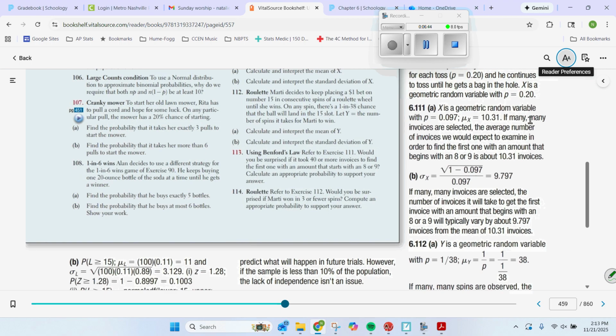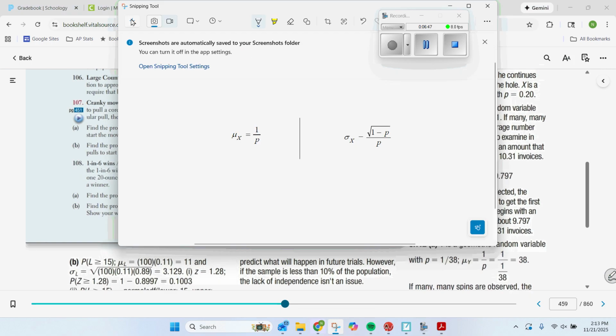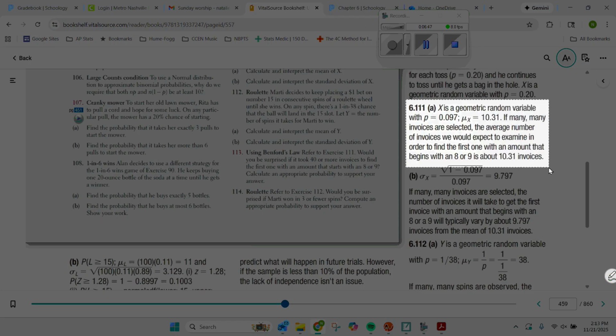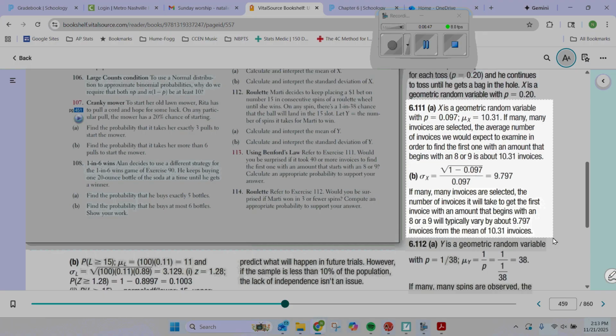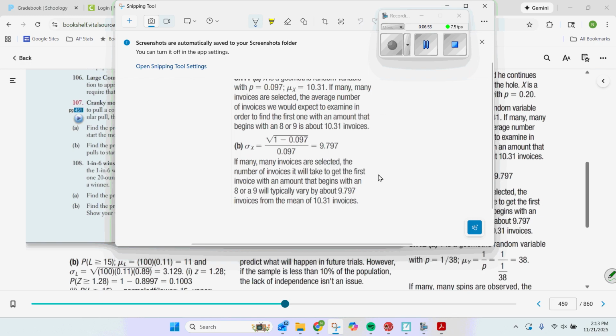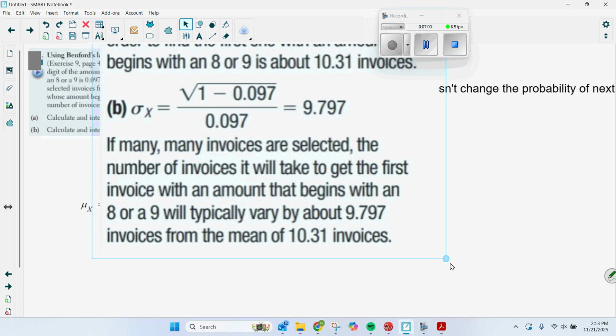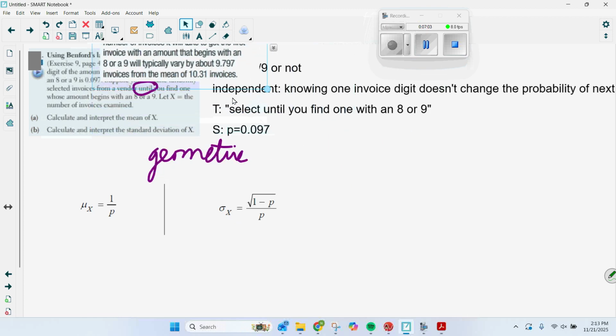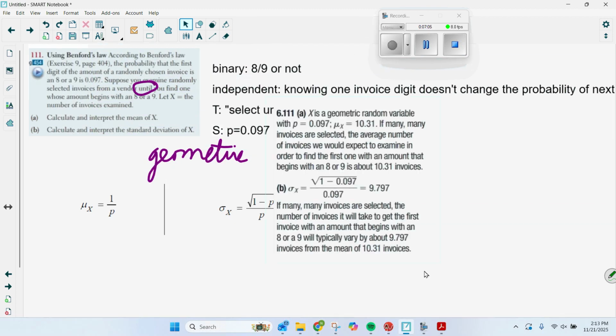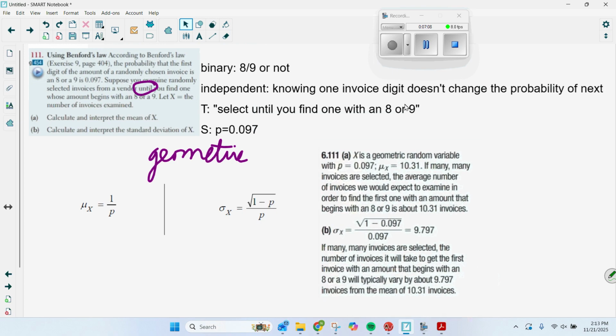So this is so wordy, but you're basically having to say, if we do many, many of whatever, so in this case, it's selecting many, many invoices. And then you have to actually use the words from the problem, which again is kind of long and obnoxious. But notice that they said the average number of invoices we would expect to examine, and then right here, until you find one whose amount begins with an 8 or a 9, like you had to just copy that straight down. Here's the standard deviation formula.